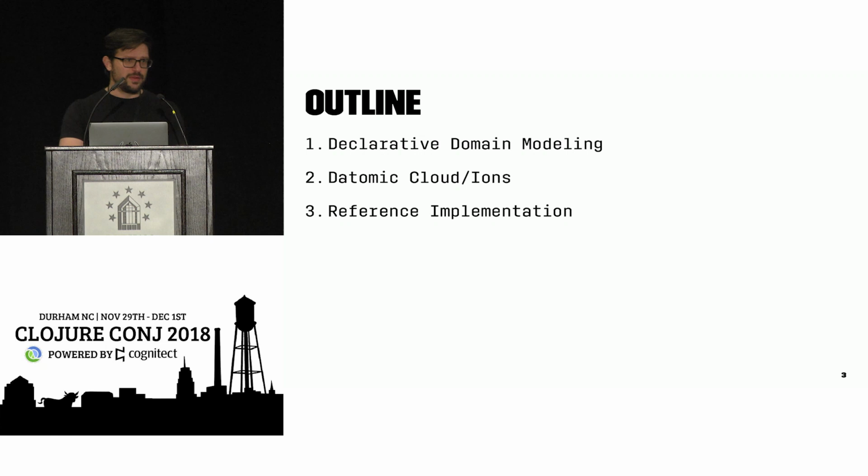So a little bit of the outline of how we're going to be tackling this today. We're going to start with what declarative domain modeling is. Then we're going to go a little bit deeper into Datomic Cloud and Ions. And I really want to provide you guys with a reference application at the end, basically putting everything together so that you can go on GitHub and download it.